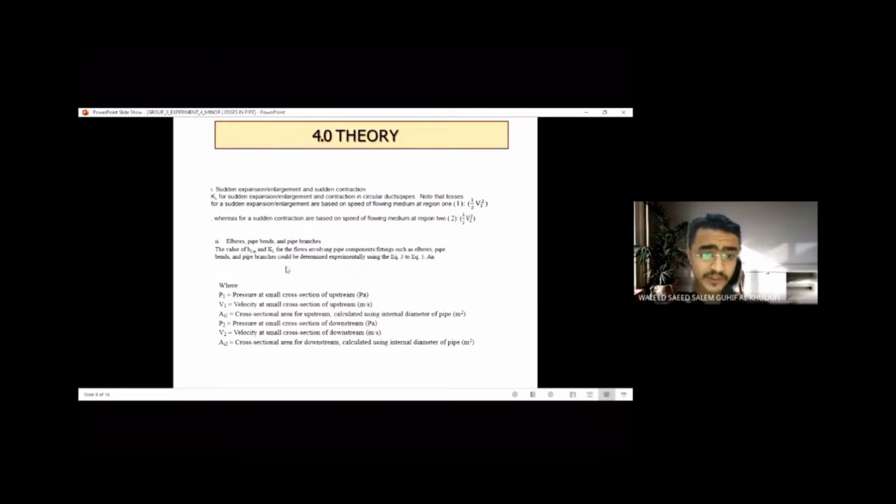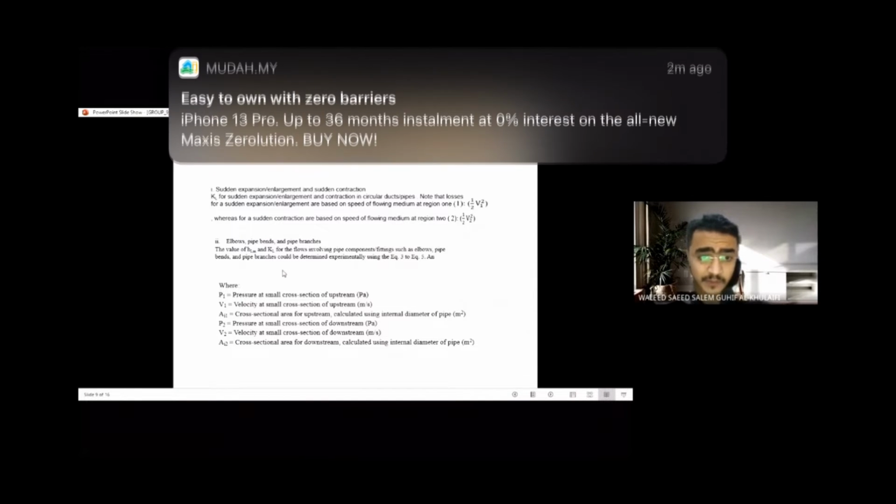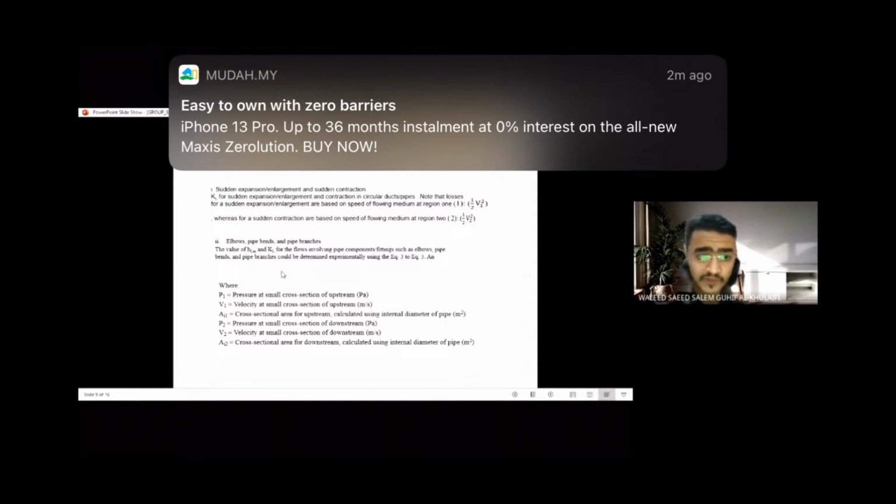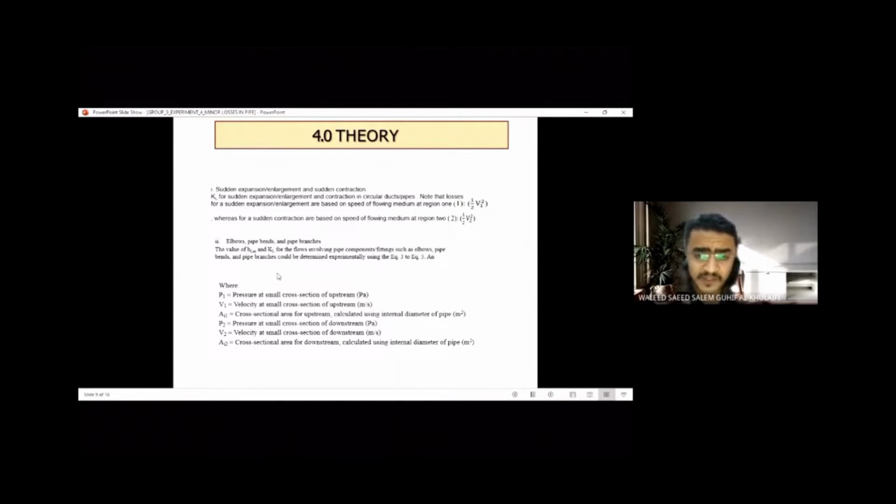The second one is elbow pipe, bends and pipe branches. The values of HLM and KL for flows involving pipe components such as elbow pipes, bends, and pipe branches could be determined experimentally using equation 3 to equation 5.